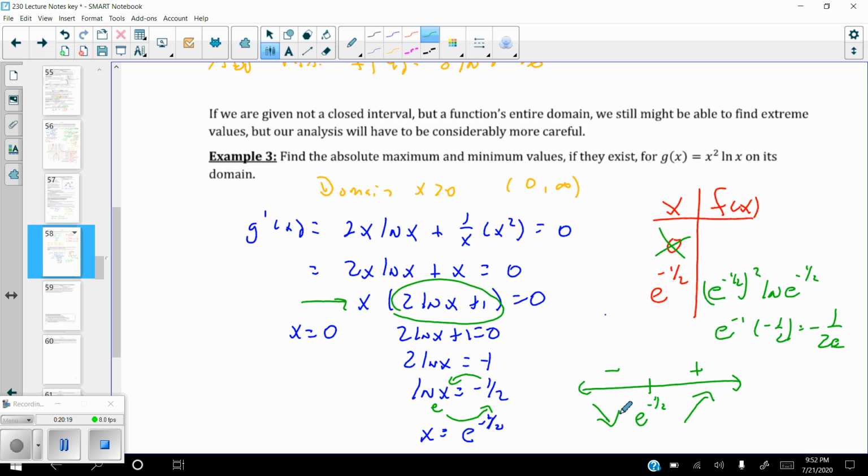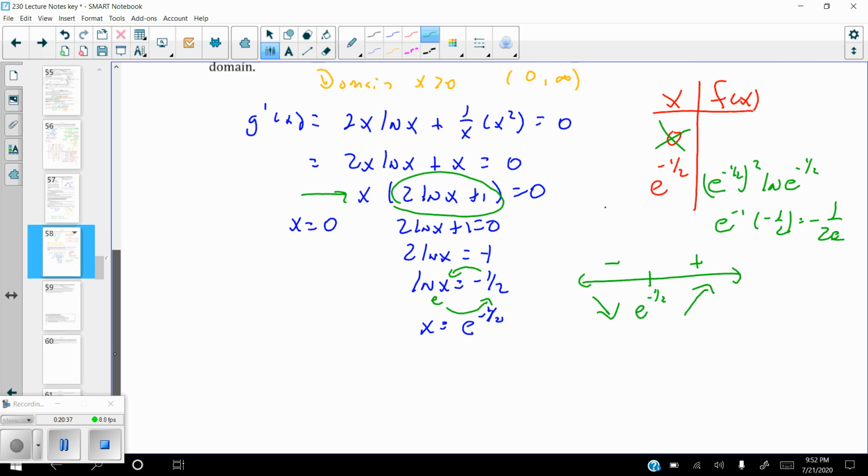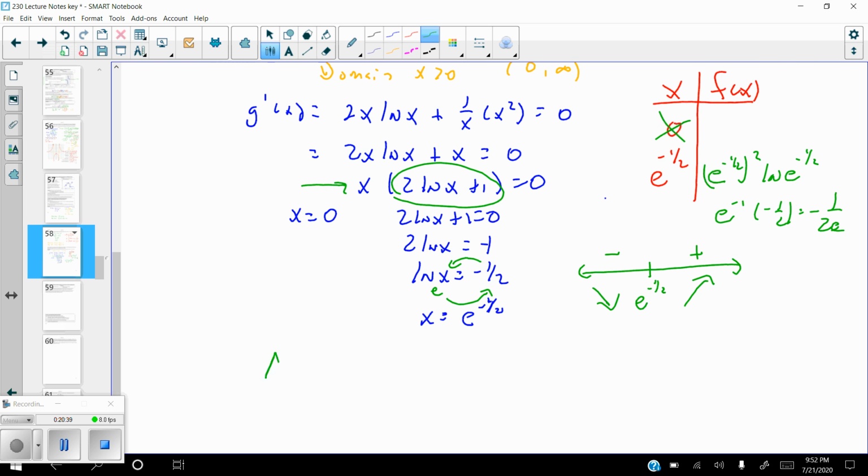Now, I went through a lot of process there to figure that out, but that is probably the easiest way to do it, by using your calculator for values that aren't just quite so easy to figure out, like if it's just 1 or 5 or something easy like that. So really what we have here is an absolute minimum. There are no absolute maximums in this case. So we have an absolute minimum, which is f of e to the negative 1/2 power, which works out to be negative 1 over 2e. And that's it.